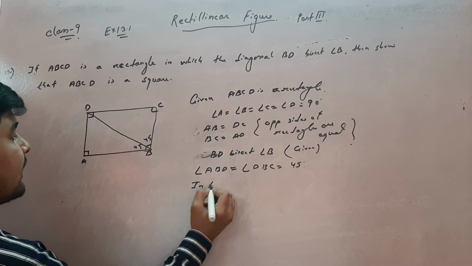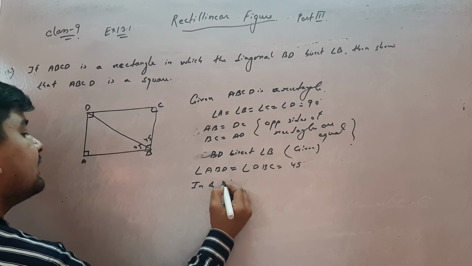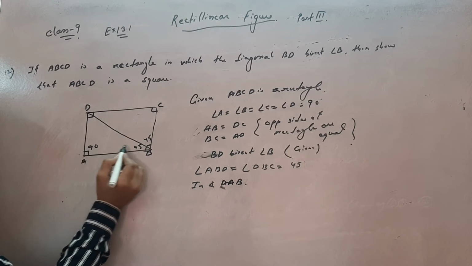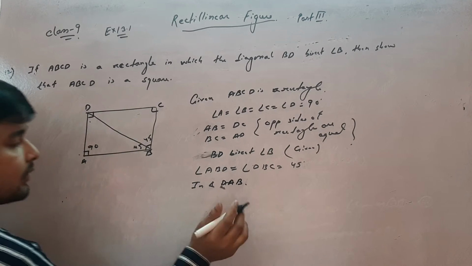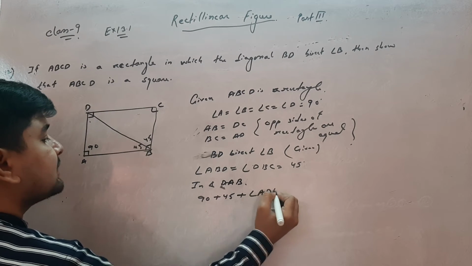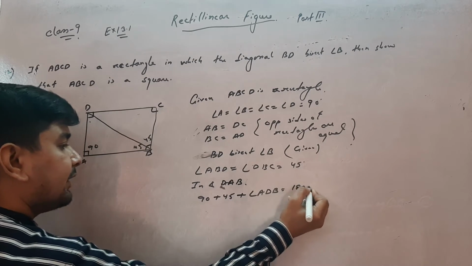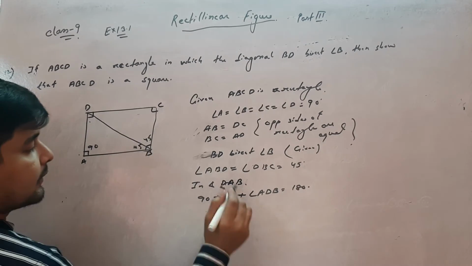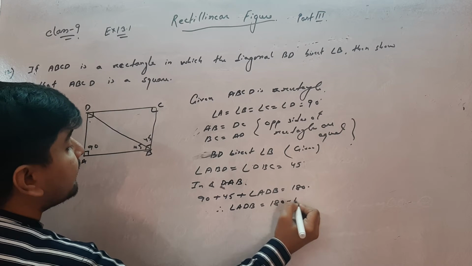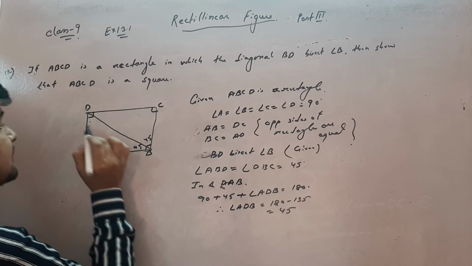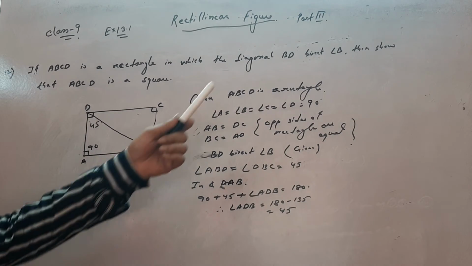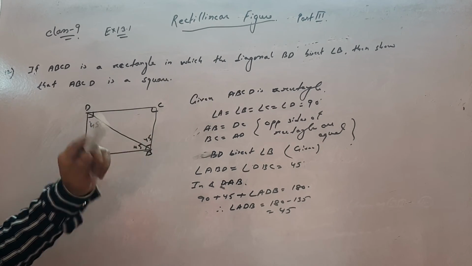So in triangle DAB, this one is 90, this one is 45. We calculate this angle. So 90 plus 45 plus angle ADB equals 180. Therefore angle ADB equals 180 minus 135, it's 45. That means this one is also 45. What to prove? Show that ABCD is a square.